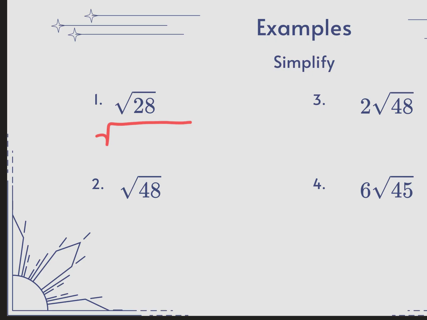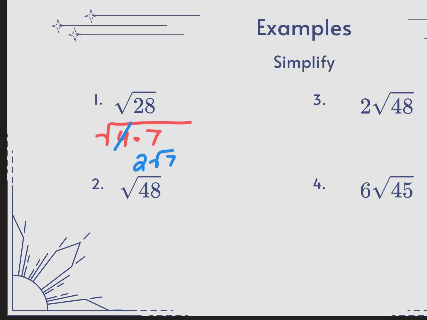7 and 4. All right, 1 and 28. 2 and 14. Nothing with 3. And then you have 4. So you have 4 times 7. Well, what's the perfect square that's stuck in there? What's the square root of 4? 2. So this becomes 2 square roots of 7.